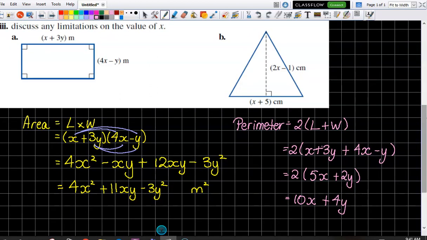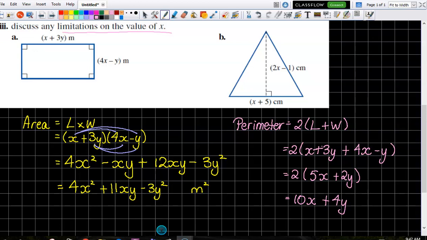Discuss any limitations on the value of x. What does that mean? Zen, thanks for talking to the class, you're paying attention. So limitations on the values of x. I'd say on x and y. What do we mean by that? What does limitations mean? Silence from the class. Think English, come on. Limitations. It's not a trick question. Think of any value that x and y maybe couldn't be.